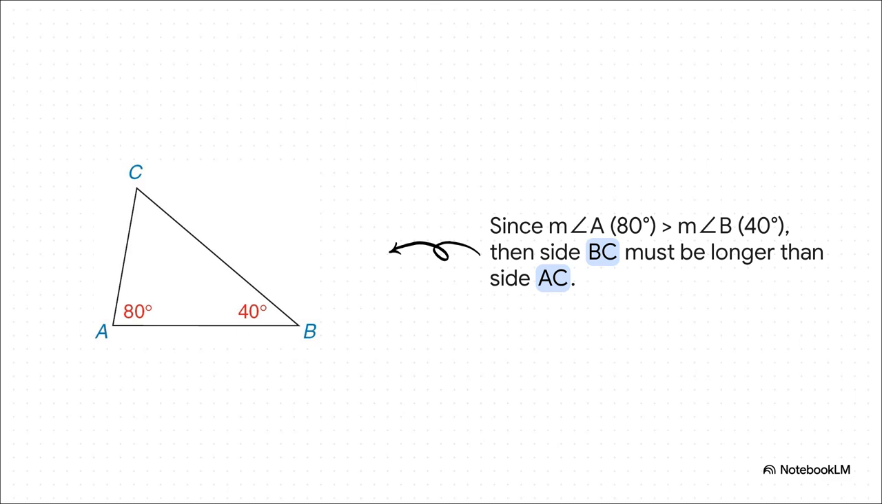And this example shows it in action perfectly. Take a look. Angle A is 80 degrees, and angle B is only 40 degrees. Well, since 80 is greater than 40, the side opposite the 80-degree angle, that's side BC, has to be longer than the side opposite the 40-degree angle, which is side AC. Bigger angle, longer opposite side.